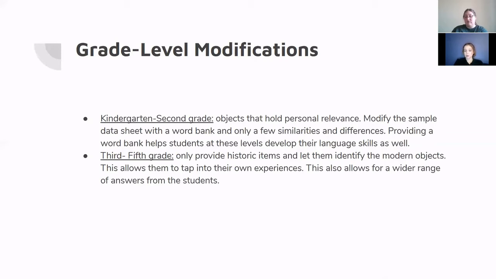And then in third through fifth grade, a grade level modification that you can do is to only provide historic items and let them identify what the modern object would be that goes along with it. So this allows them to tap into their own experiences, and it also gives a wider range of answers from the student. So an example of this could be giving them a rotary telephone and asking them what they use today that's like that, and see if they can figure it out and see what connections they're able to make on their own.